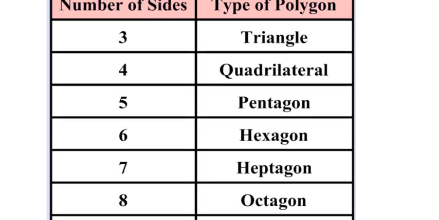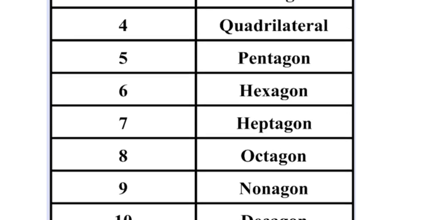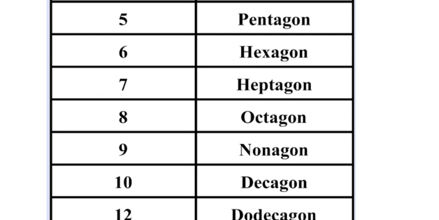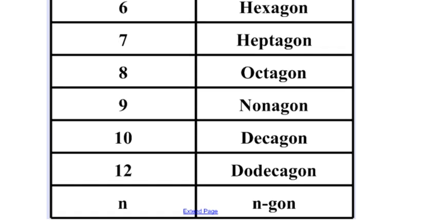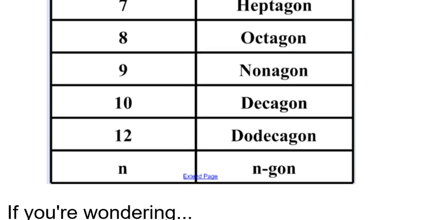So we have triangles, quadrilaterals, pentagons, hexagons. Seven is called a heptagon. Eight is an octagon, like a stop sign. Nine is a nonagon. Ten is a decagon. It skips eleven. Twelve is a dodecagon. I'm going to throw eleven in there for you. If you want to add it to your chart, that's called a hendecagon.